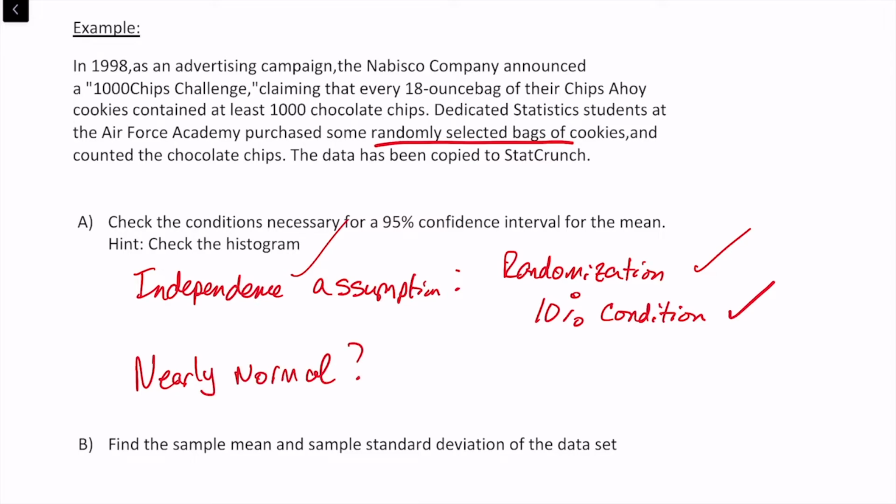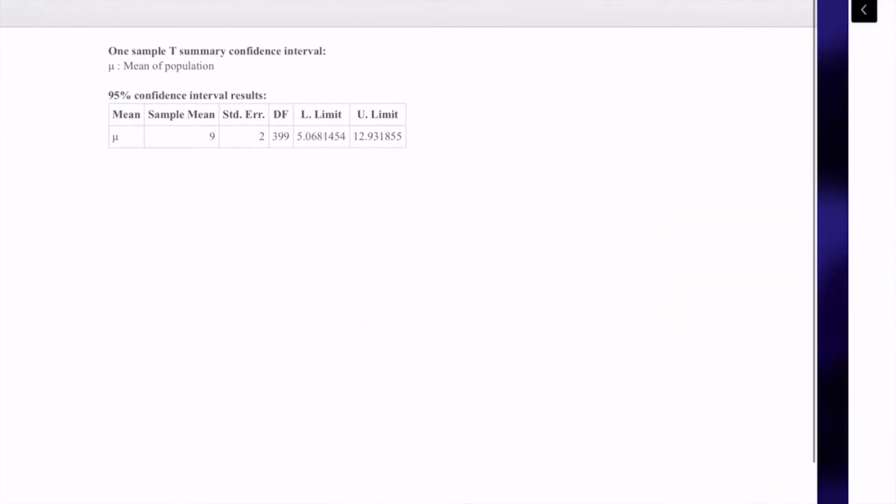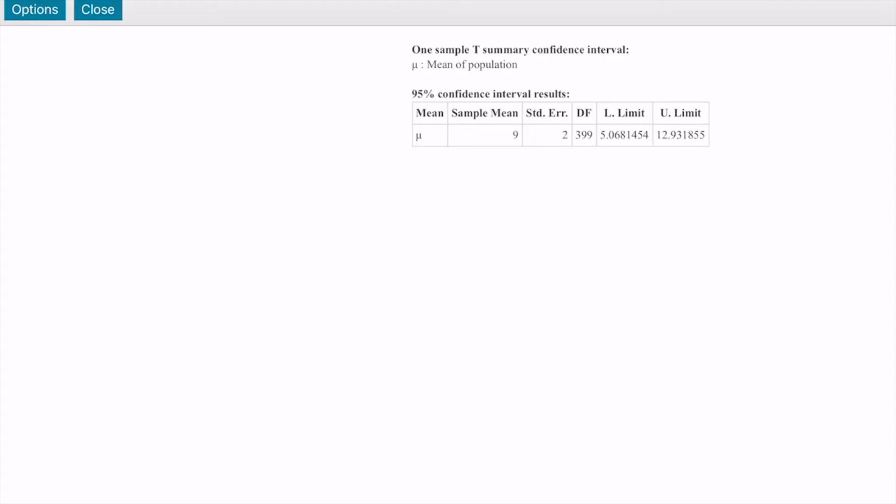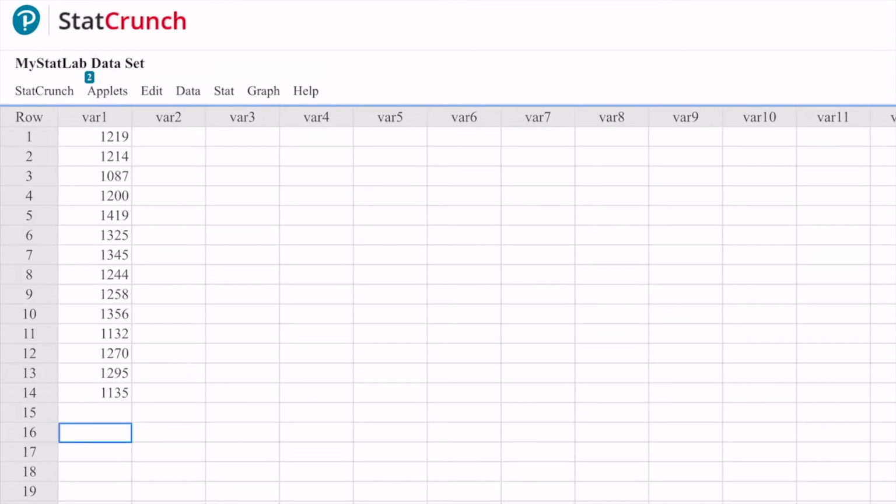Okay, so let's actually look at the data values here. Let me go to StatCrunch. Let me close this out. And here are the data values. There are 14 data values, so that means they grabbed 14 bags of cookies, and you're seeing the number of chocolate chips for the 14 bags of cookies.